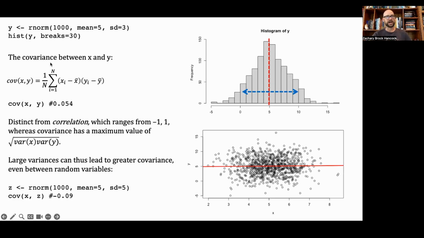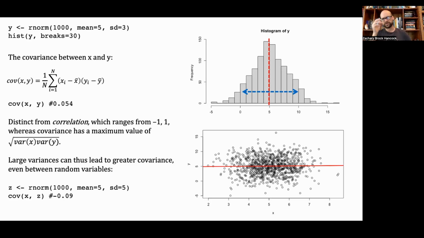So to get this, I simulated an additional object, y, which is again random draws from a normal distribution, mean of 5. But here I specified that the standard deviation was 3. So it's 3 times bigger than the standard deviation from the x value.